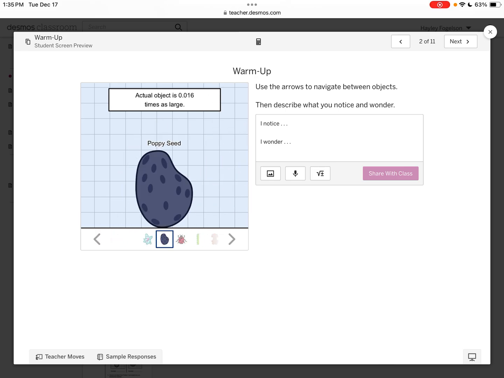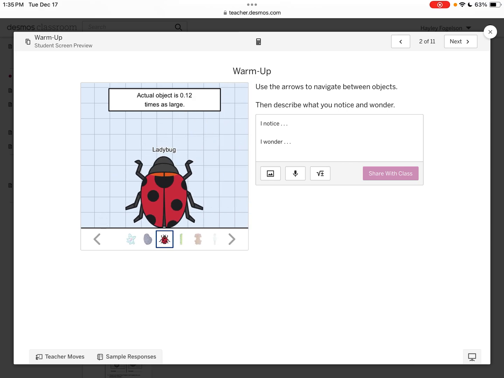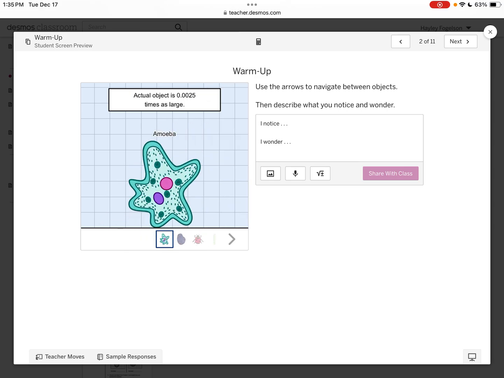I want us to take a look at the poppy seed, 0.016 times as large. Our ladybug, 0.12 times as large. And our smallest one that we have is 0.0025 times as large. So after going through our warm-up, I want you to just take a minute and think. What do you notice? What do you wonder about that?